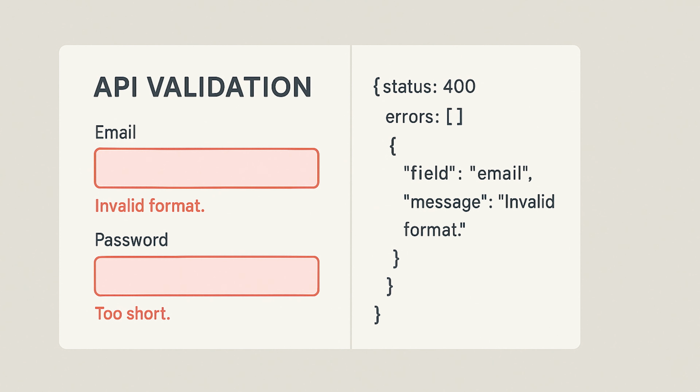Validation and client errors. One of the most common error types in APIs is invalid input. Instead of throwing random exceptions, validate early and respond with 400 Bad Request. Return a list of validation errors like this. Field email with the message invalid format, field password with the message too short. This makes the client experience much better. They can fix mistakes instantly.